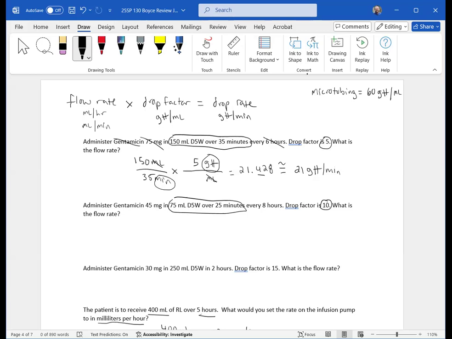Flow rate, 75 ml, 25 minutes. And then the drop factor, 10. And when we do that, we're going to get 30 drops per minute. So I think you're getting the gist of this.